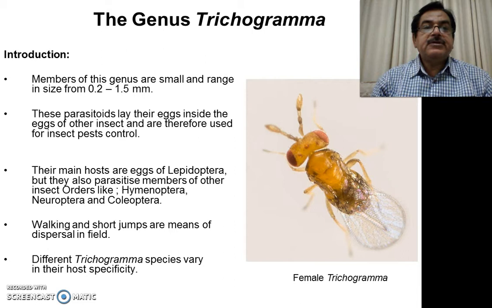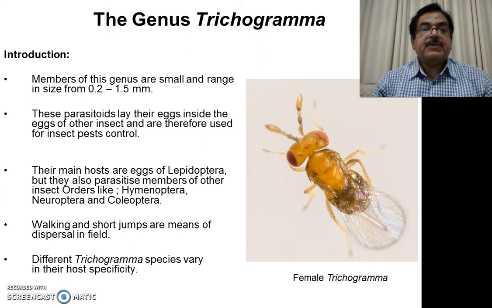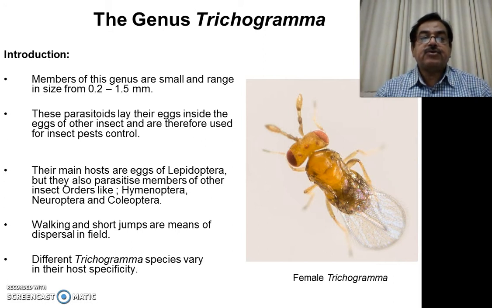The members of this genus are small and range in size from 0.2 to 1.5 mm. These parasitoids lay their eggs inside the eggs of other insects and are therefore used for insect pest control. Their main hosts are eggs of Lepidoptera, but they are also known to parasitize members of other insect orders like Hymenoptera, Neuroptera, and Coleoptera. Walking and short jumps are their means of dispersal in the field. Different Trichogramma species vary in their host specificity.